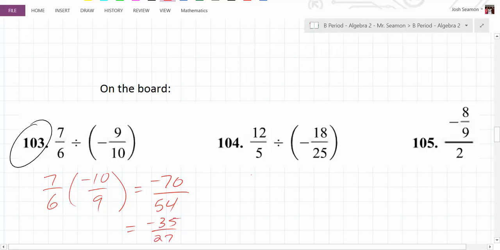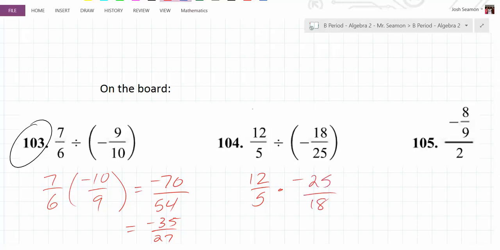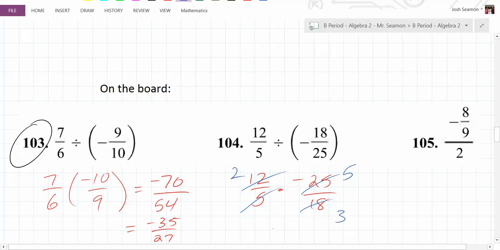Again, on this one, flip it over first. 12 over 5 times negative 25 over 18. Before multiplying it out, you could, if you wanted to, cancel that and turn that into 5 and 1. Cancel this. Both of these are divisible by 6. So this becomes 2 and 3. So this becomes negative 10 over 3.